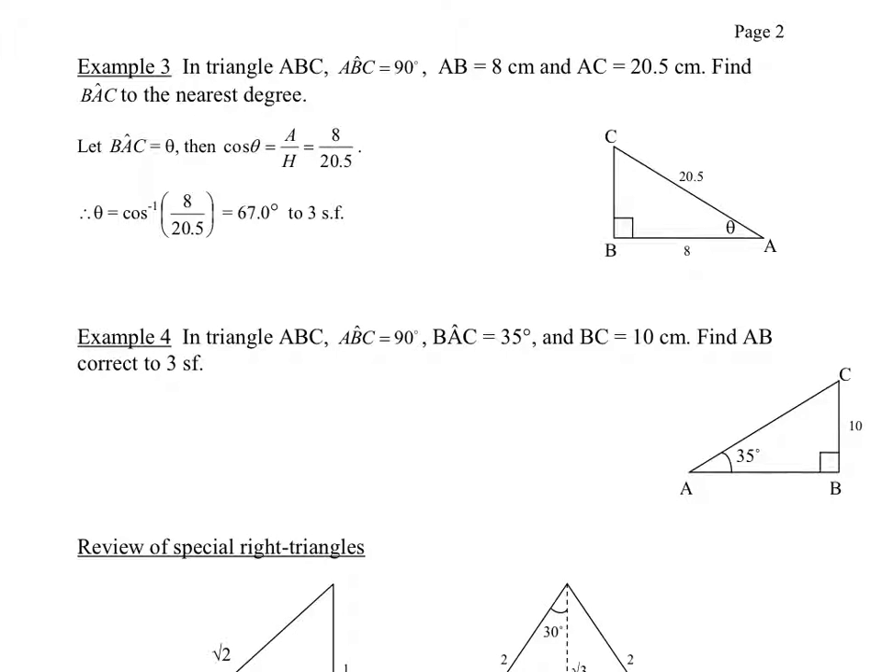So if you're setting up an equation for that, it's going to look something like this. Tan of 35 degrees is equal to the opposite, which is 10, divided by the adjacent, which is AB. We can then rearrange that equation like this, so AB is equal to 10 divided by tan of 35, and you'll get 14.3 centimetres by doing that.